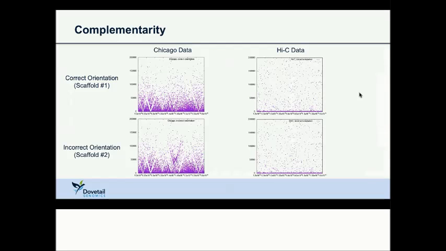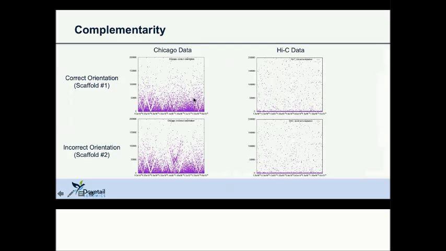So the last bit I will touch on here is just to talk about the complementarity of these two data types. I've been hammering a bit throughout this on how important it is to have short, intermediate, and long-range information, and this slide here is meant to give a visual appreciation for why that's the case. So what we're showing here is real Chicago data and real high C data being mapped to a scaffold.